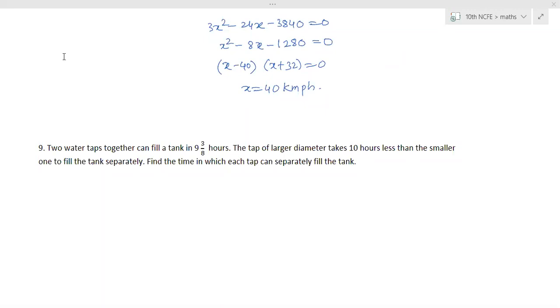In such questions, you have to consider the larger and smaller tap they have given. So the time taken, and what they have asked: find the time in which each tap can separately fill the tank. So we have to consider the time taken by each tap to completely fill the tank as X.